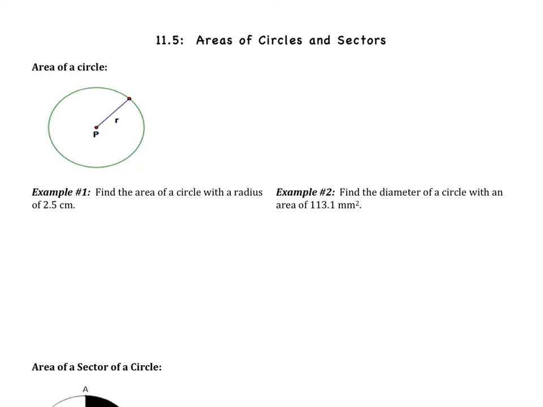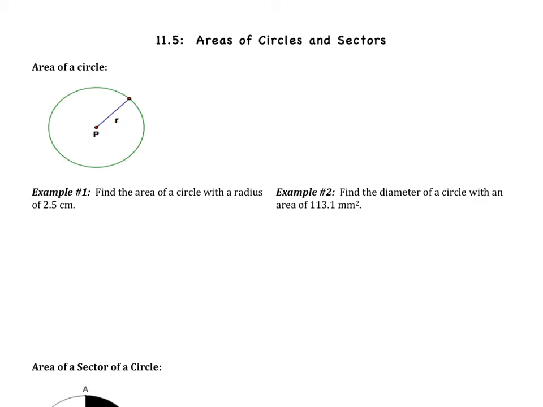Welcome to the fifth video of Chapter 11, which is Areas of Circles and Sectors. This is a continuation of the last video, 11.4. Last video we talked about circumference, so like perimeter, the distance around a circle. Now we're going to talk about area, all that stuff inside a circle. We're going to do two things, calculate the area of circles, and then we're also going to do sectors.